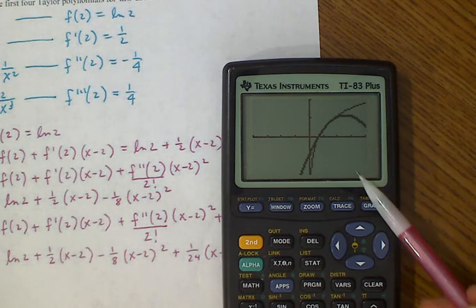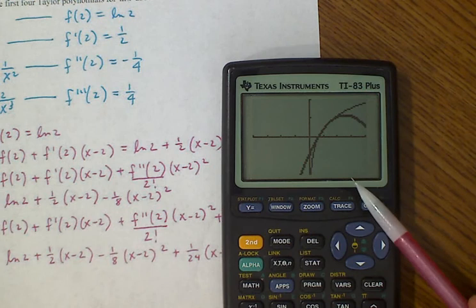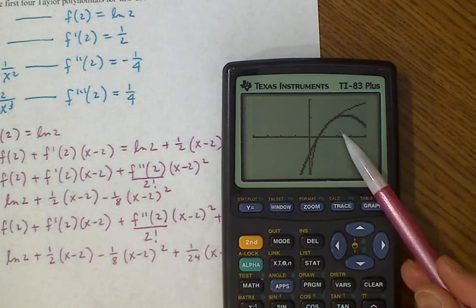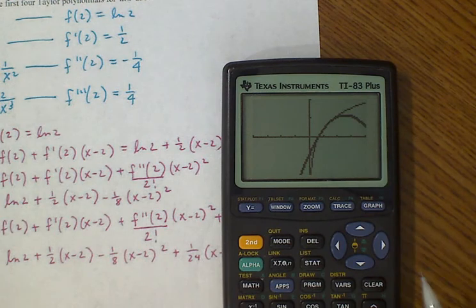So in general, for Taylor polynomials, it'll be perfect at that center. So in this case, at 2, it's going to be perfect. And then after that, if it gets farther away from the center, then the approximation is going to get worse. And as you add more terms, the approximation gets better.